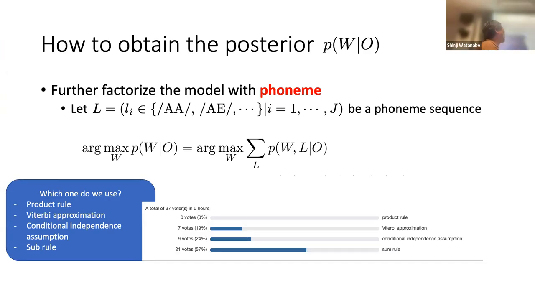Okay, so there were several mistakes. Half of the people made a mistake. The answer is the sum rule.